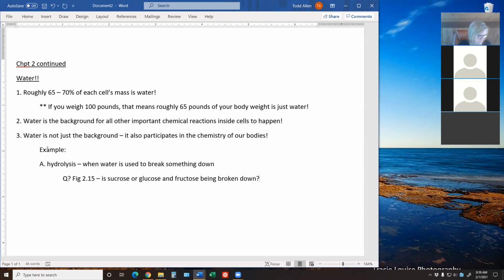Okay. You see, in fact, folks, that it's sucrose, right? If you look at sucrose on the right side of the page and you follow your eyes gently to the left, you see a chemical arrow which reads hydrolysis, meaning the use of water to break things down. Sucrose is being broken down by hydrolysis in that chemical reaction of figure 2.15.